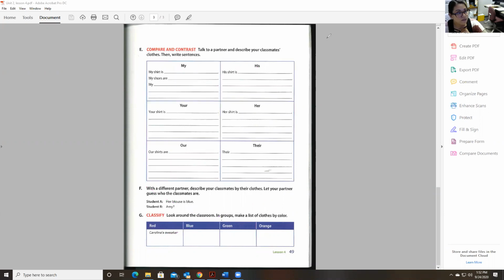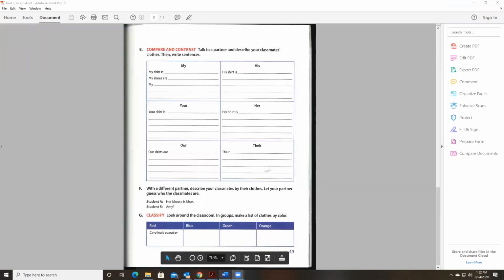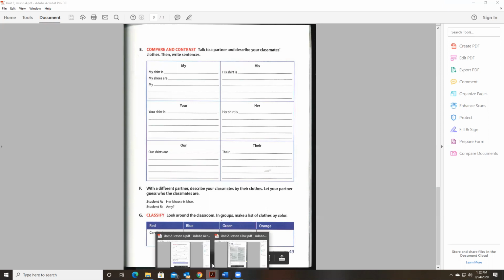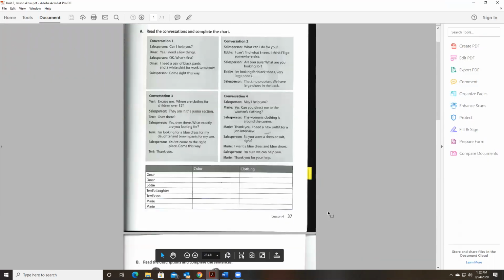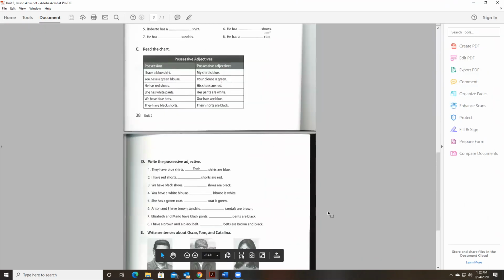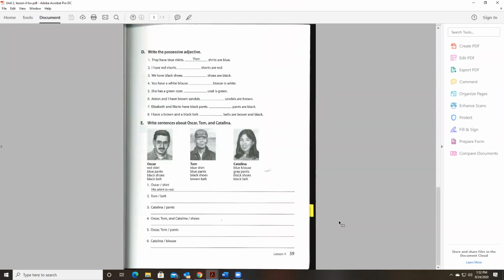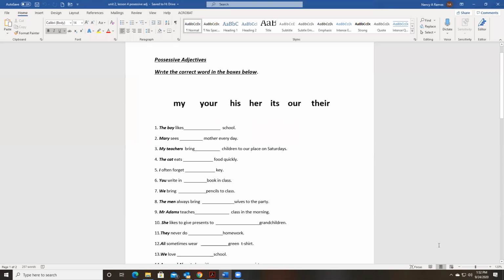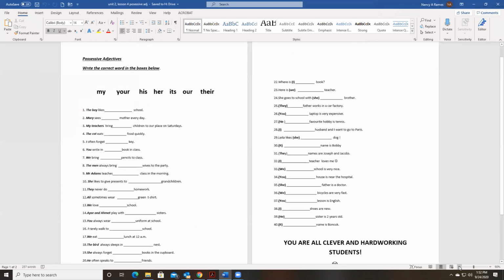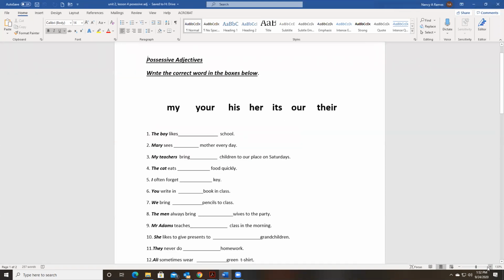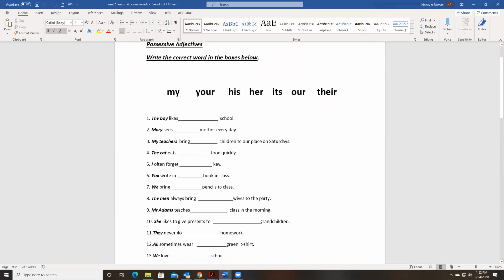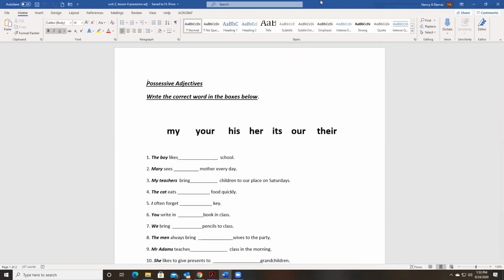Okay. Now I also want you to, in your packet, after your homework, okay, so you have your homework, right? Looks like this, page 37, 38, and 39. Okay, but after your homework, you have another page, and it looks like this. Okay. So this is another possessive adjective practice, okay? This is extra.